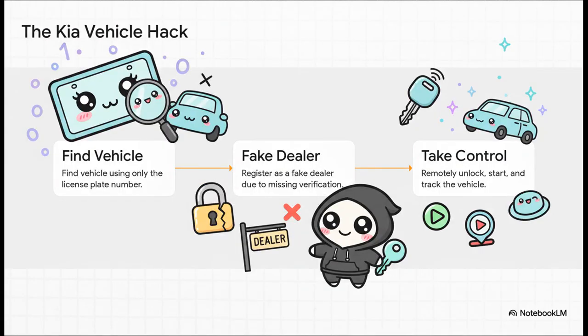And here's the proof. In a recently discovered hack, researchers found they could take almost complete control of certain Kia vehicles, and all they needed to start was the license plate number. They found a flaw in a dealership API, you guessed it, broken authentication, that let them register as a fake dealer. And just like that, they had the power to remotely unlock the car, start the engine, and even track its location, all because the API didn't properly check who was making the request.